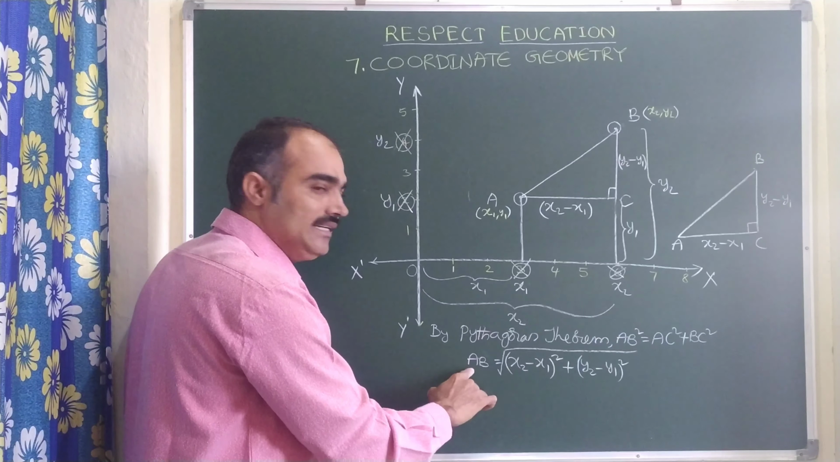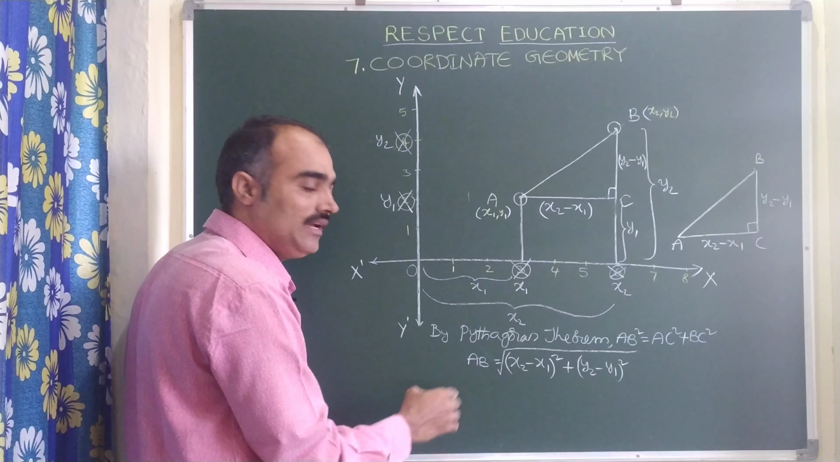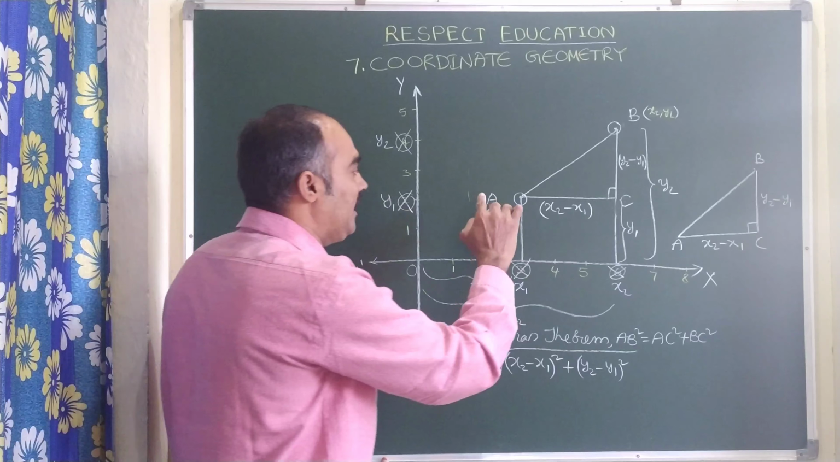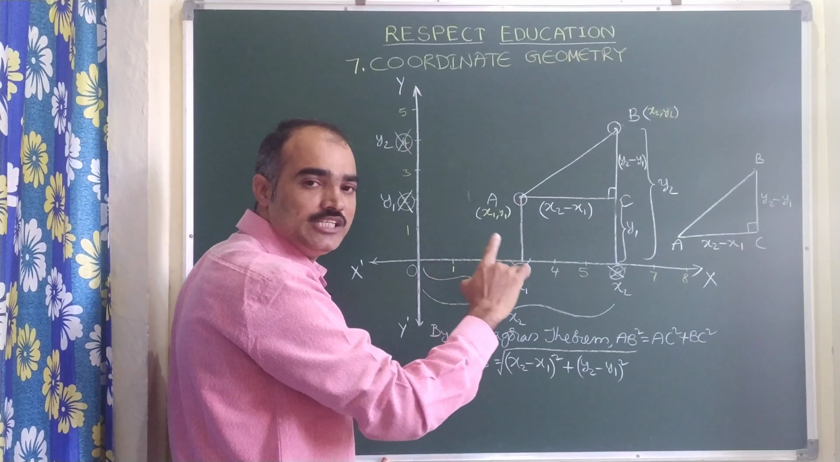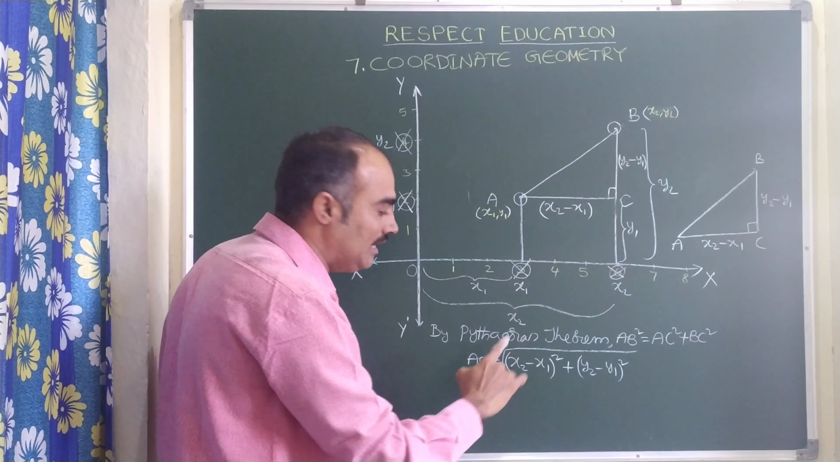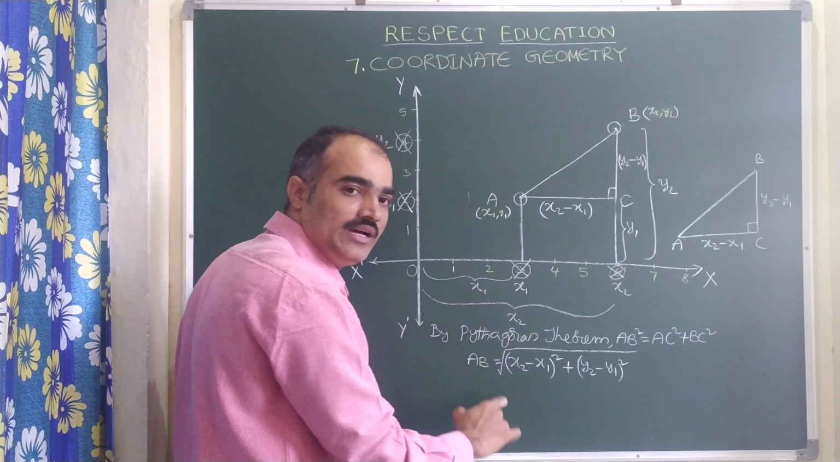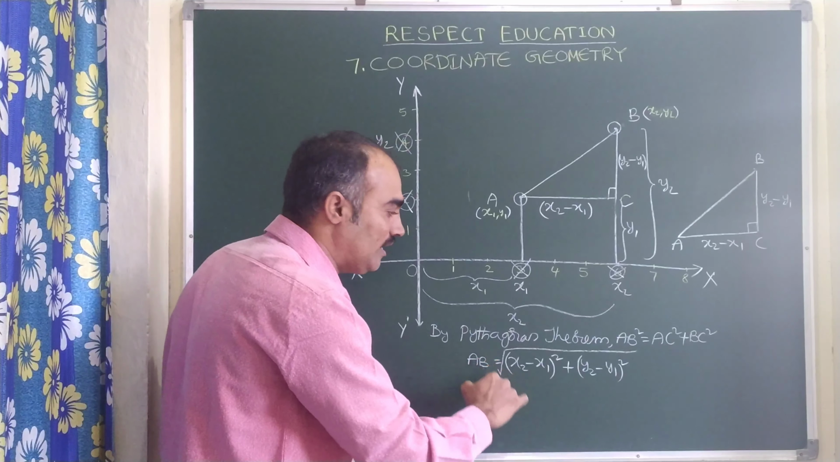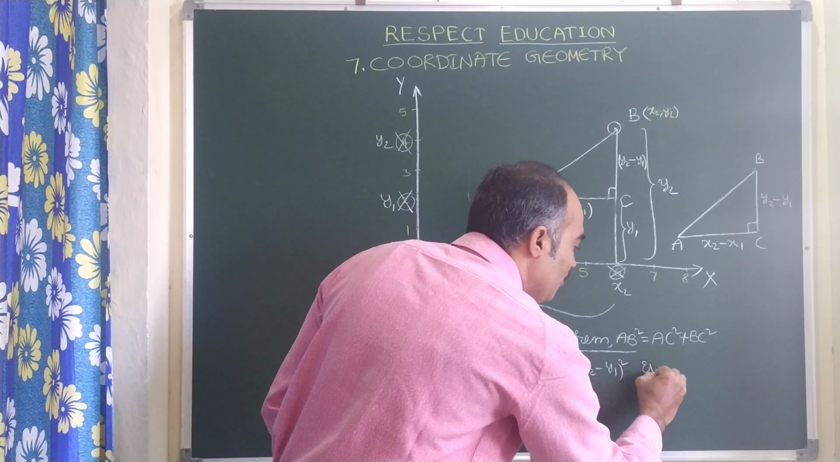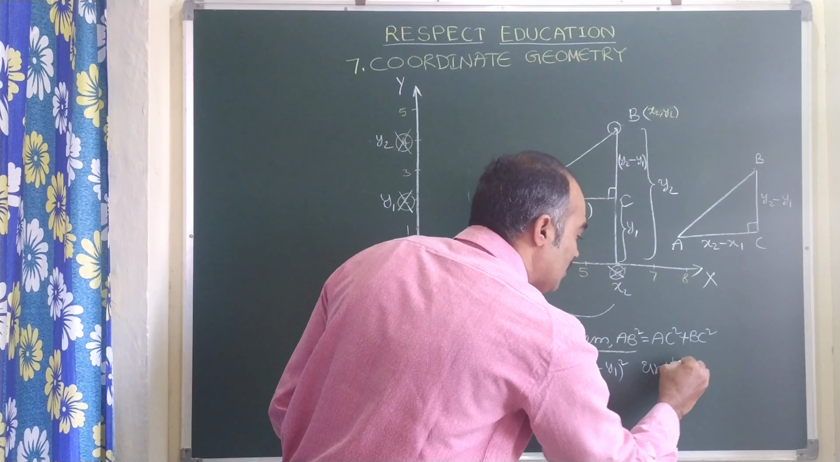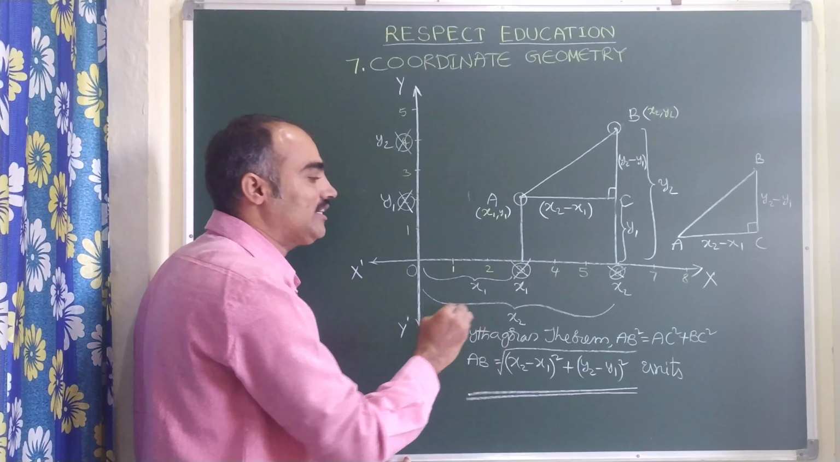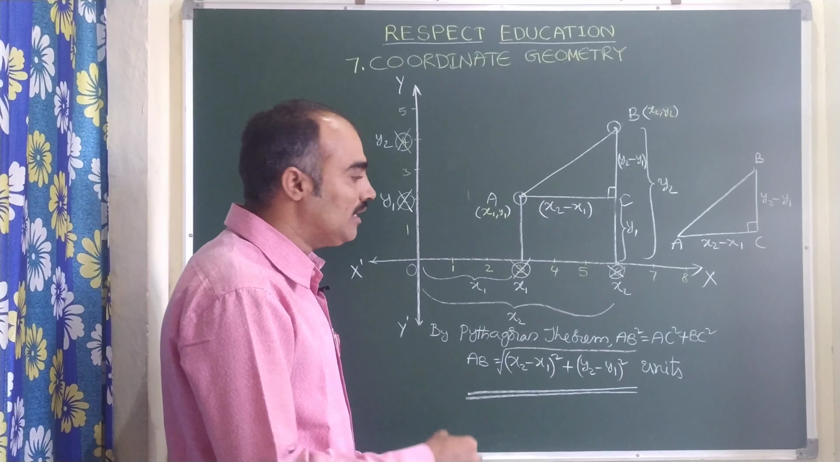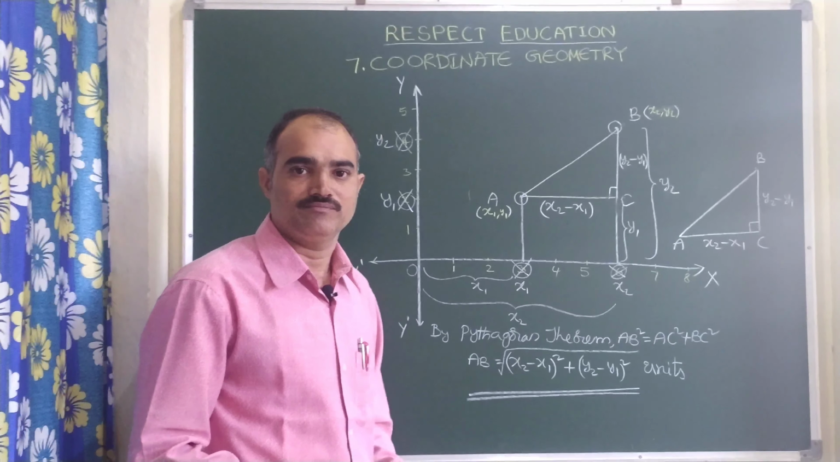So here, the distance between 2 points, that is A and B. If A is (x1, y1) and B is (x2, y2), then the distance between both the points A, B is the square root of (x2 minus x1) whole square plus (y2 minus y1) whole square units. So this is how we find the distance between given 2 points. Based on this, we are going to do the exercise problems.